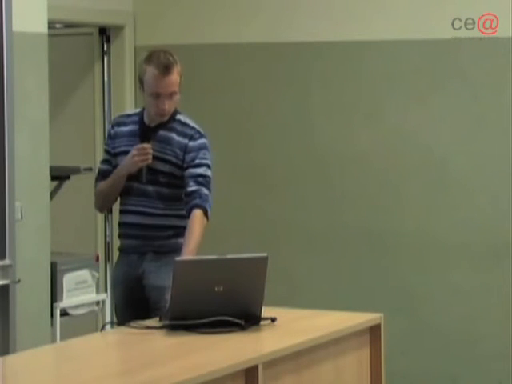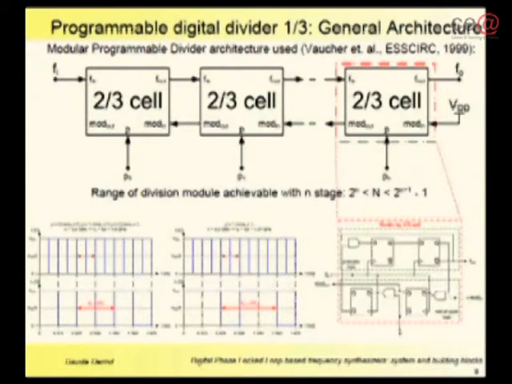The general architecture that we have adopted, however, is depicted in this slide, and the N divided by 2 and 3 cell is able to produce all the division modes between 2 to the power of N and 2 to the power of N plus 1 minus 1. The working principle of this architecture is not very intuitive because the signals are flowing in both directions.